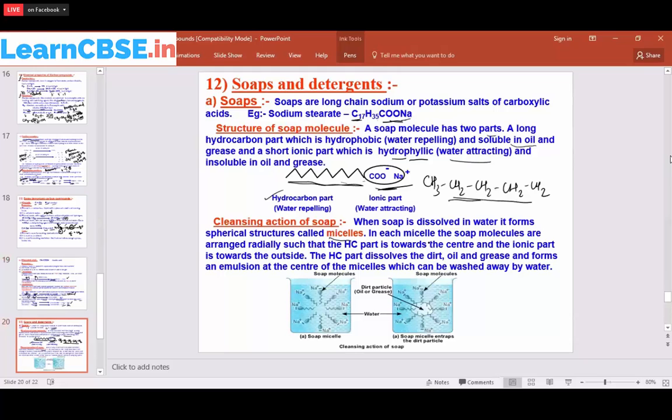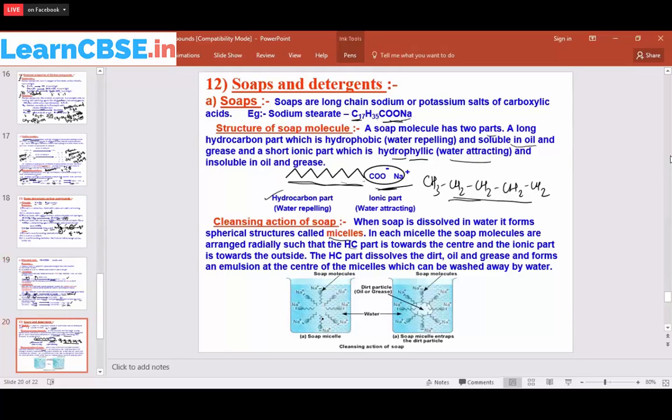In each micelle, the soap molecules are arranged radially such that the hydrocarbon part is towards the center. All the negative signs are outside, and the hydrocarbon chains are inside.